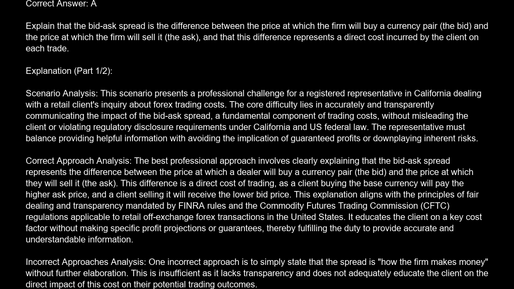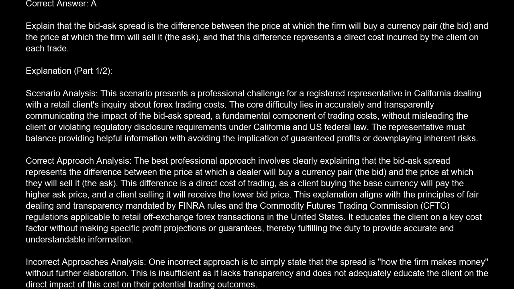The core difficulty lies in accurately and transparently communicating the impact of the bid-ask spread, a fundamental component of trading costs, without misleading the client or violating regulatory disclosure requirements under California and U.S. federal law. The representative must balance providing helpful information with avoiding the implication of guaranteed profits or downplaying inherent risks.